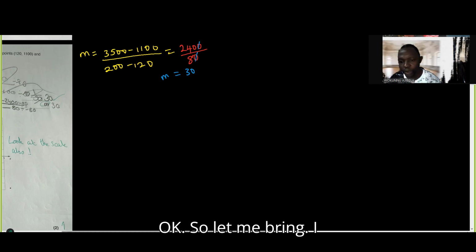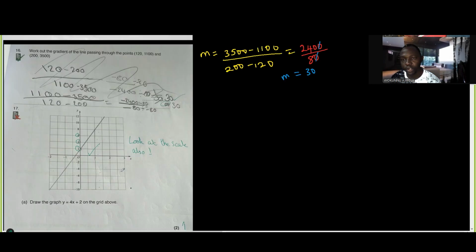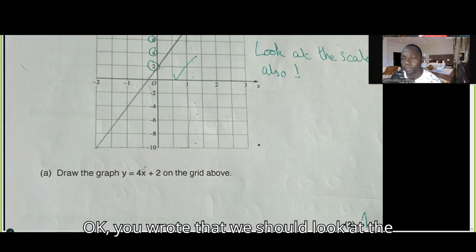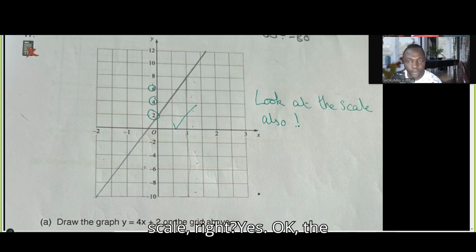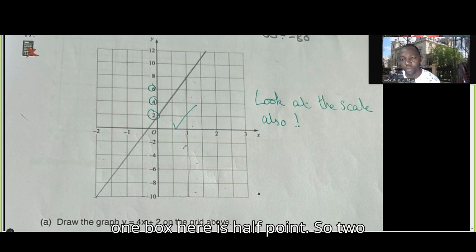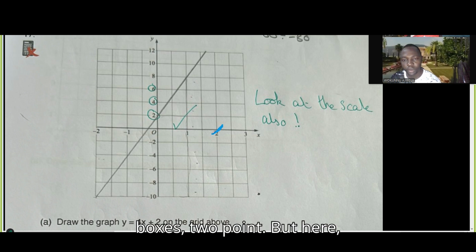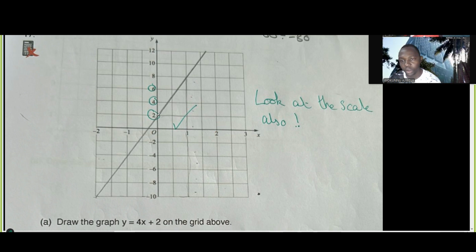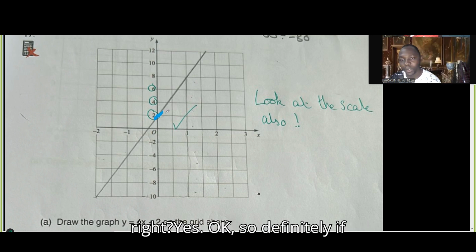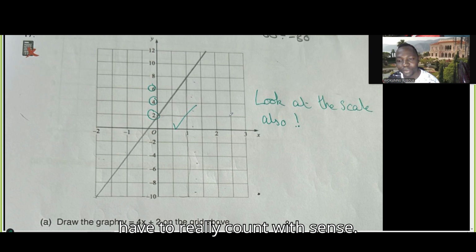Okay, I think I still have another one on this page, question 17. Let's see. You wrote that we should look at the scale, right? Yeah. The scale is not the same for the x and y axis. So one box here is half a point, so 2 boxes are 1 point, 4 boxes 2 points. But here, wait a minute. No wonder you said the scale. This is 1 box for 2 points, right? Yes. So definitely if we want to count rise over run, we have to really count with sense.